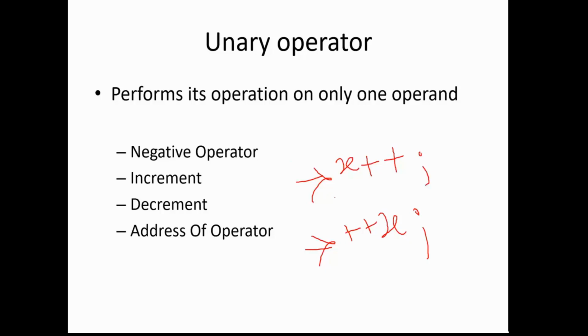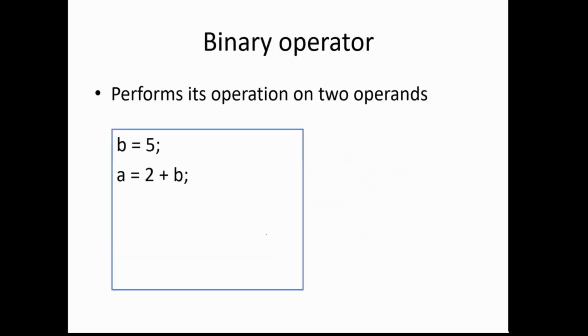These kinds of operators we call unary operators because we have only one operand, and this can be increment or decrement or the address-of operator, right? Negative operator, you know what it means by negative values. Increment means you are going to increase the value. Decrement means you are going to decrease the value. And the address-of operator means you are going to take the address of a variable. If you say &x, that means you will receive the memory location of variable x, right?